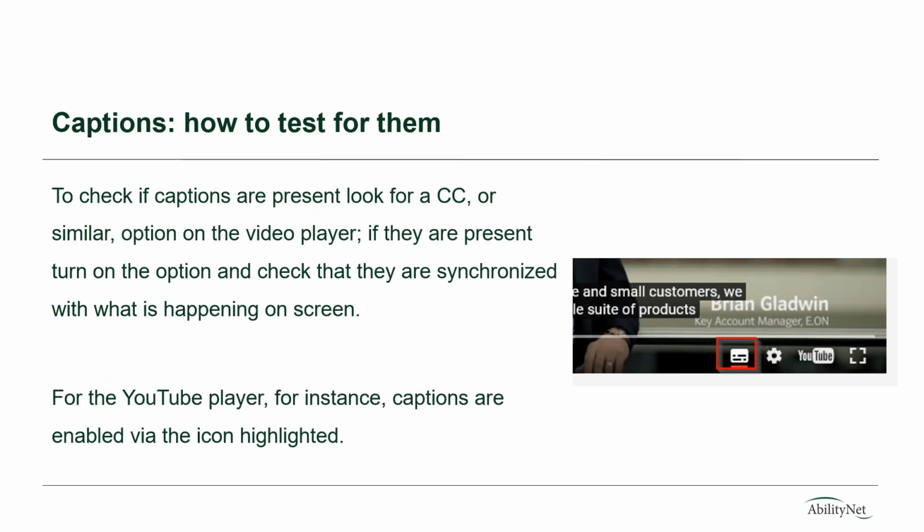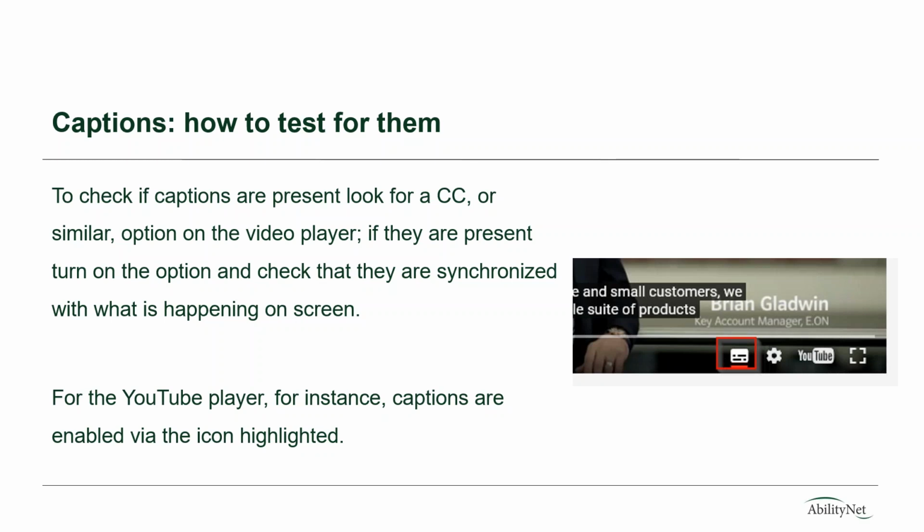How do you test for captions? Well, in many video players there is a CC, which stands for closed captions button in the video player. In the case of the YouTube player, which is used throughout the Eon Energy website, the captions button is slightly different. I've highlighted it on the example here. It's just a button that appears to have a few lines of text on a white screen. That just indicates you can use it to toggle captions on or off.